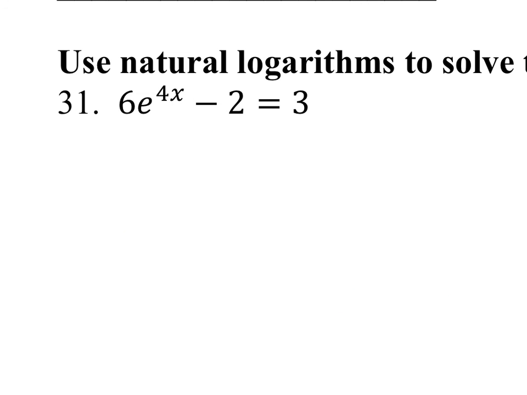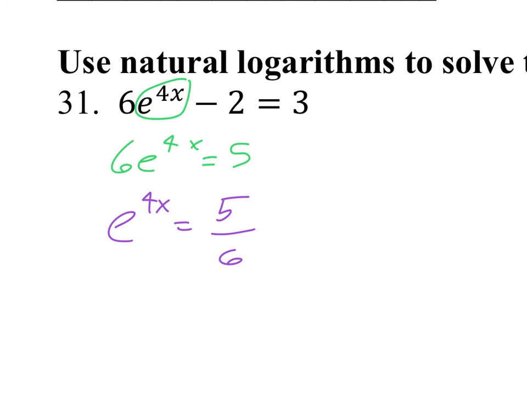Here we're trying to solve the exponential equation, so we have to isolate the power, in this case e to the 4x, first. So we'd start by adding 2 to both sides. That gives us 6e to the 4x equals 5. Divide by 6, we get e to the 4x equals 5 over 6. Now we can switch to natural log form, so we get the natural log of 5 over 6 equals 4x.